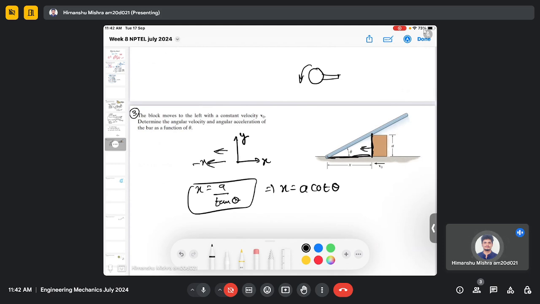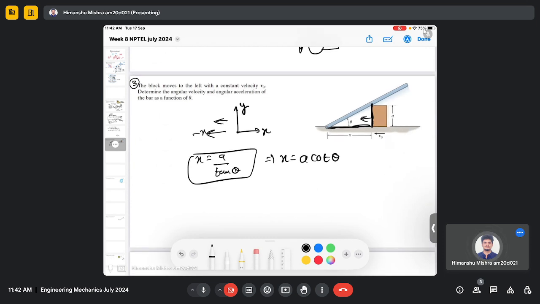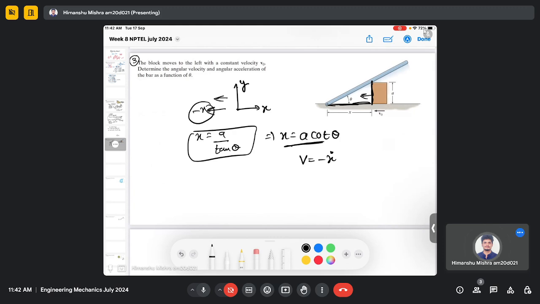Now since the block is moving in the negative x direction, x is changing in time, right? So there is a velocity v equals minus x dot, because the block is moving in the minus x direction. If I differentiate this expression, I will have minus v equals x dot equals minus a cosec square theta theta dot. So this will give me the velocity of this block.